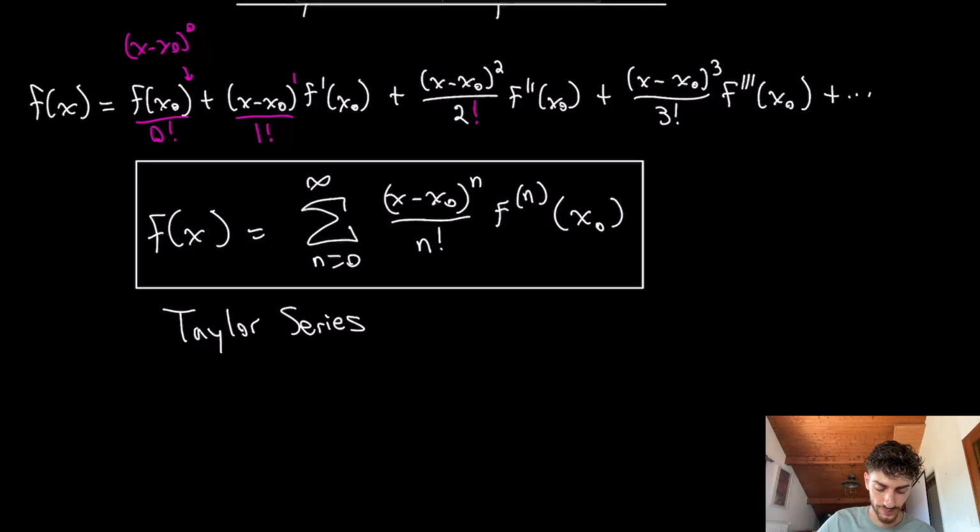So the sum from n equals 0 to infinity, and this is what you do. You do x minus x naught to the power of n, divide that by n factorial, and you take the nth derivative of f at x, and then plug in x naught into that derivative after you take it. And that's the Taylor series. So you can write out a function in this infinite sum. You can expand out the function.